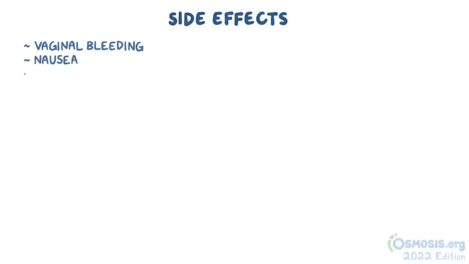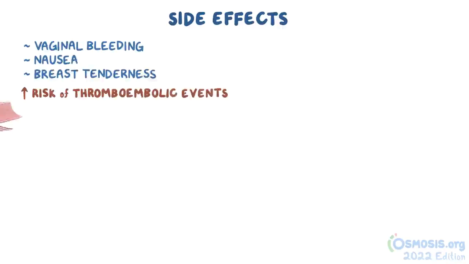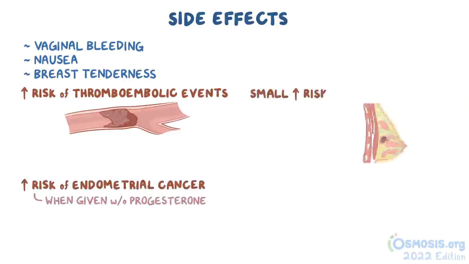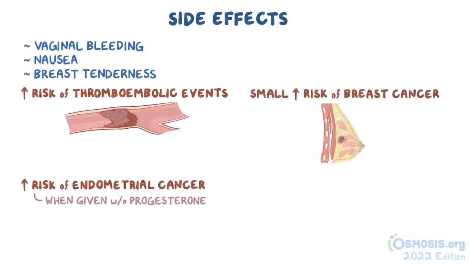Alright, now let's move on to side effects, which include vaginal bleeding, nausea, and breast tenderness. They also increase the risk of thromboembolic events, like deep vein thrombosis in postmenopausal women. There is also an increased risk for endometrial cancer when given without progesterone to counteract their effects on the endometrium, as well as a small increase in the risk for breast cancer.